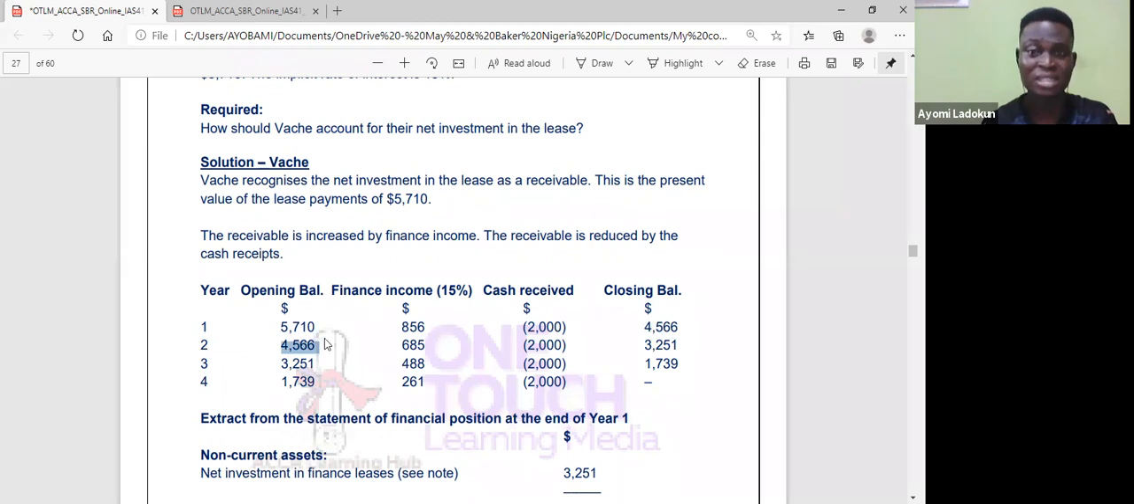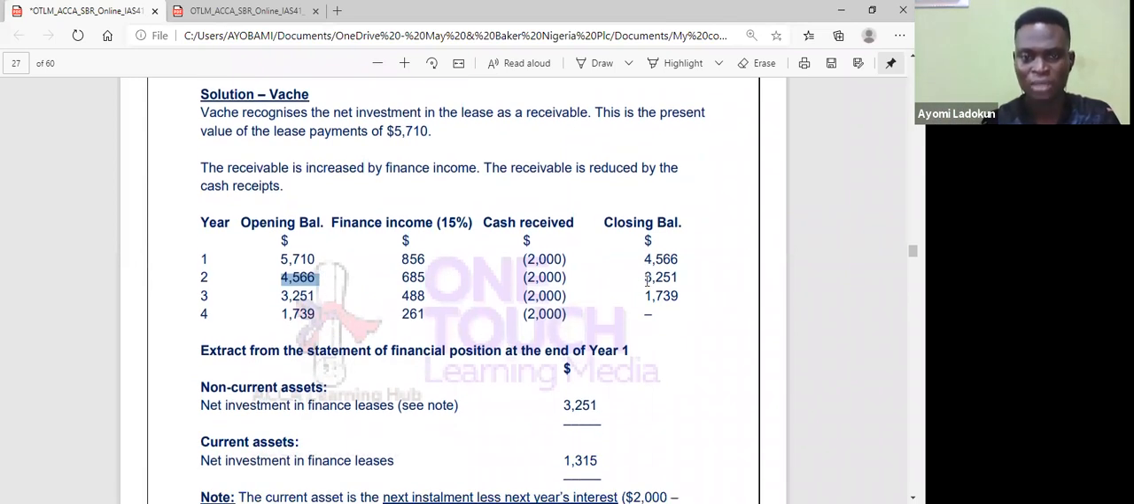My opening balance in year 2. I perform the same operation up to the end of year 4. At the end of year 1, okay, my net investment is going to be my receivable, what I'm expecting as my non-current asset. You know, it will be due for more than 1 year. It's going to be 3,251. Okay, so the difference between the two will be my current asset. It's as simple as that.